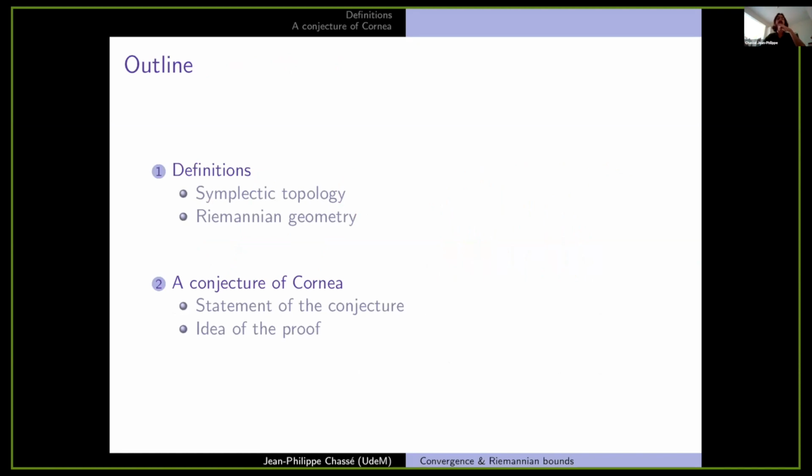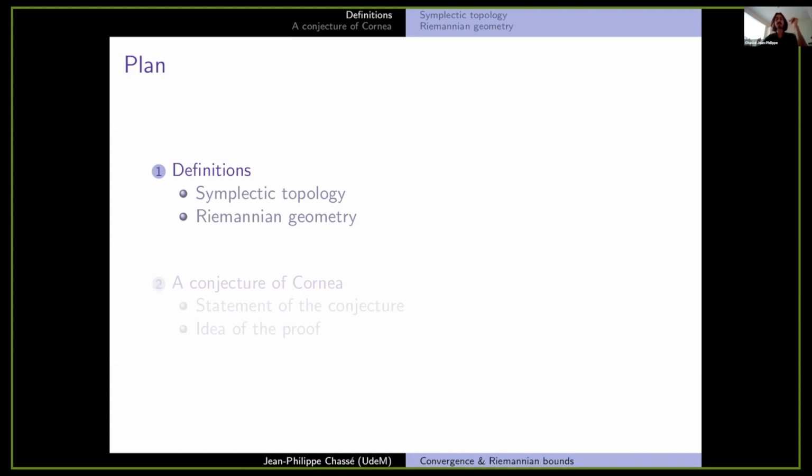I'm going to need to set down some notation and some definitions regarding mainly Riemannian geometry and a little bit of symplectic topology. Then I'm going to state more formally a conjecture of Cornea, and then I'm going to explain morally how you prove such a thing. So let's begin with definitions.